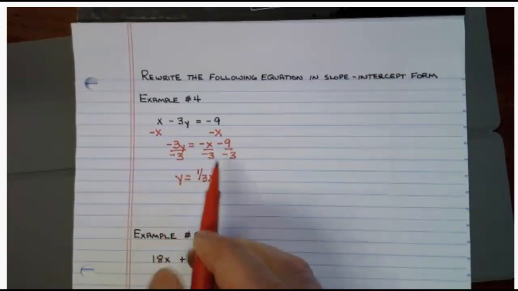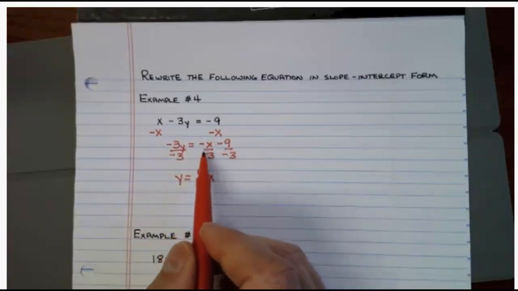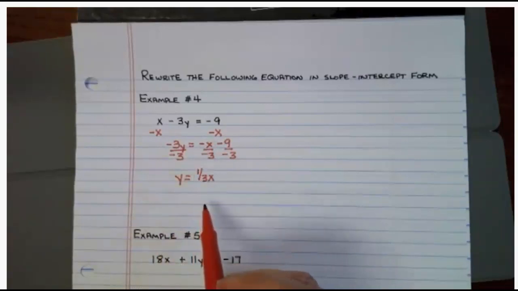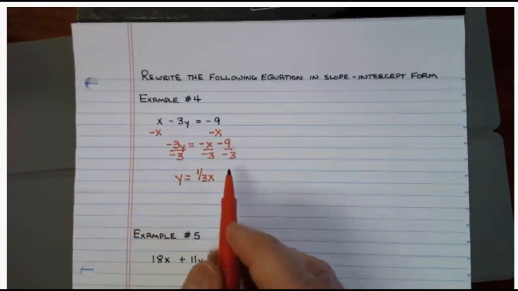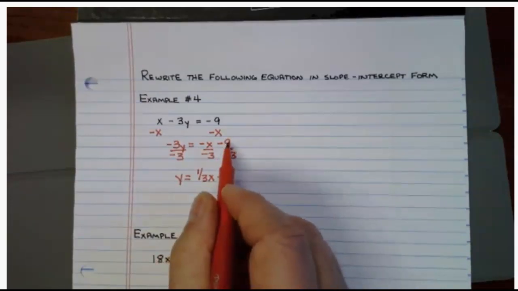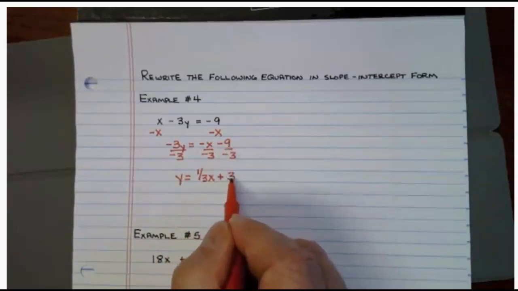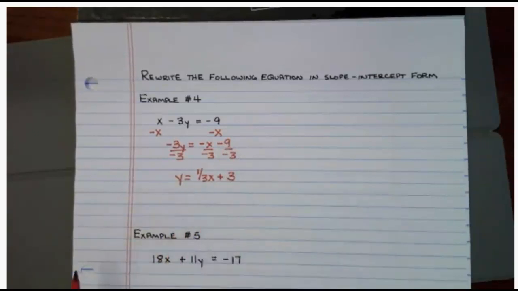1/3 x. 1 divided by 3, because a negative divided by a negative is a positive. Same here. A negative divided by a negative is a positive. 9 divided by 3 is 3. This is now in slope-intercept form.